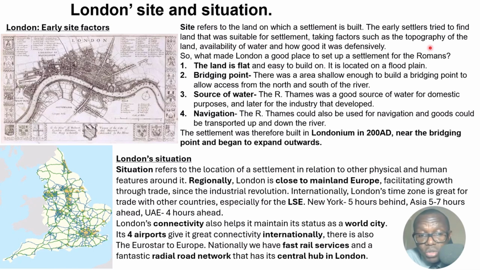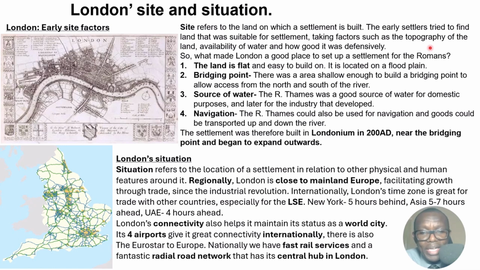And then the River Thames also is a source of water, for their domestic purposes, for industry, and also the River Thames was used for navigation. So goods could be transported up and down the river. So that was good for trading purposes. And this is what made London such a good place to set up a settlement. So the settlement was built in Londinium in 200 AD near the bridging point, and then began to expand outwards from there. So what about London's situation?